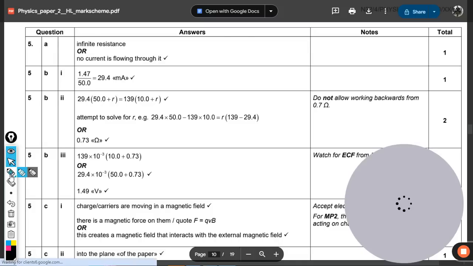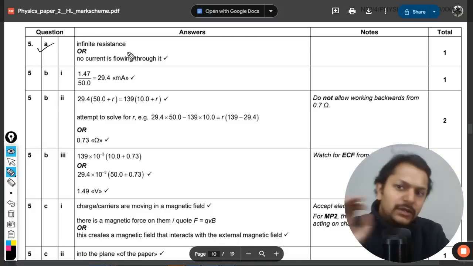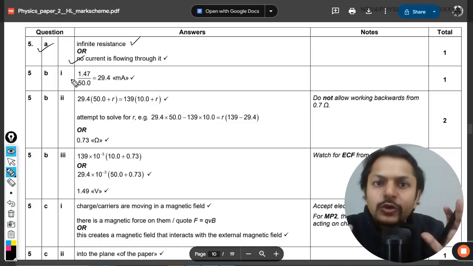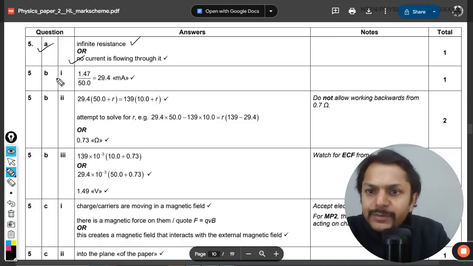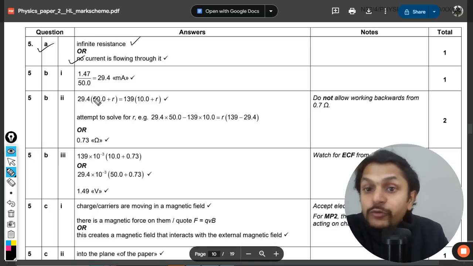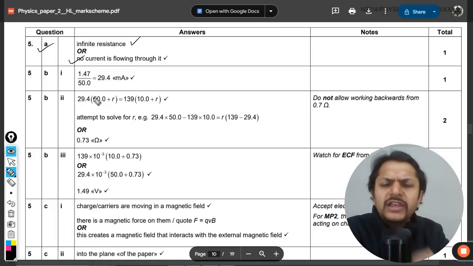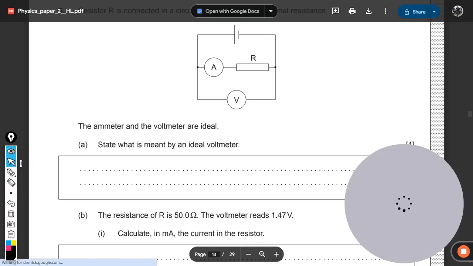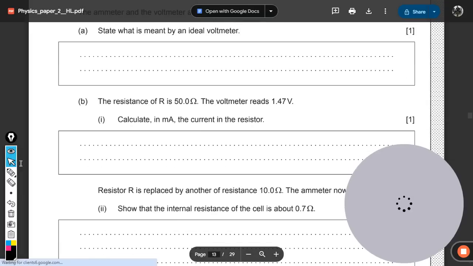Yes, this is question number 5A. In the ideal voltmeter, the resistance is infinite and no current is flowing through it. And B1 is given by 1.47 divided by 50, and the current is coming out to be 29.4 milliampere, exactly the same value that we have calculated earlier.